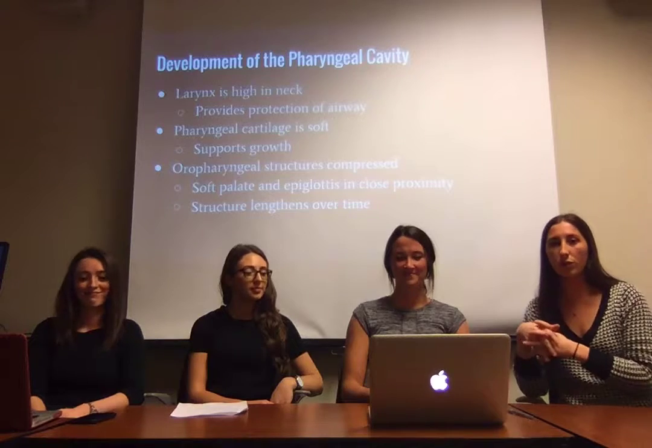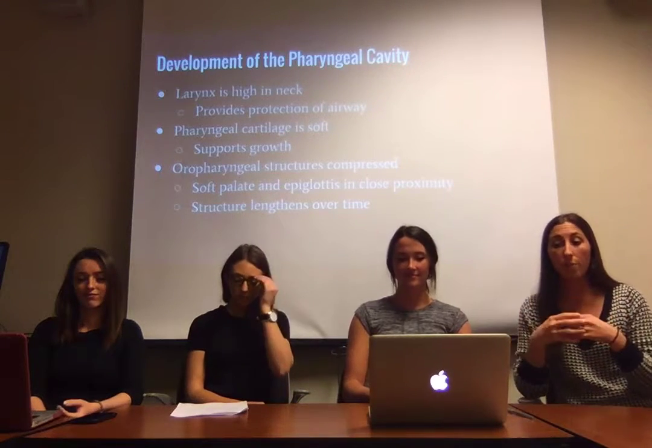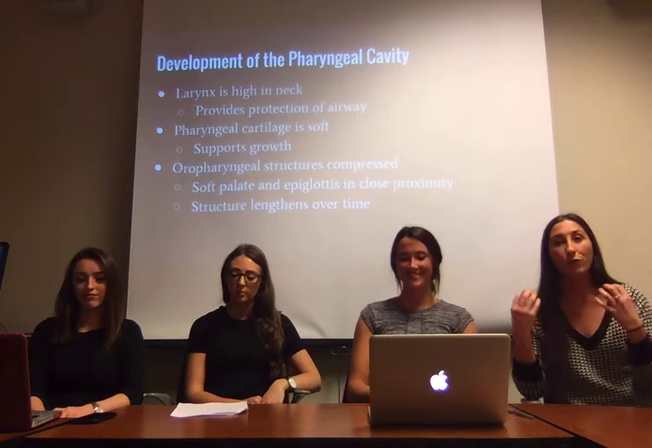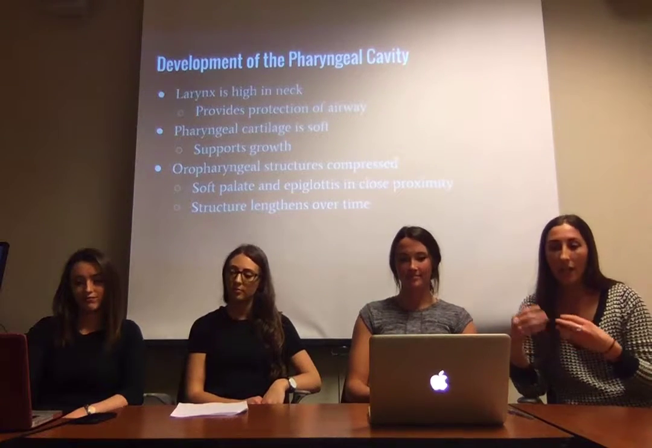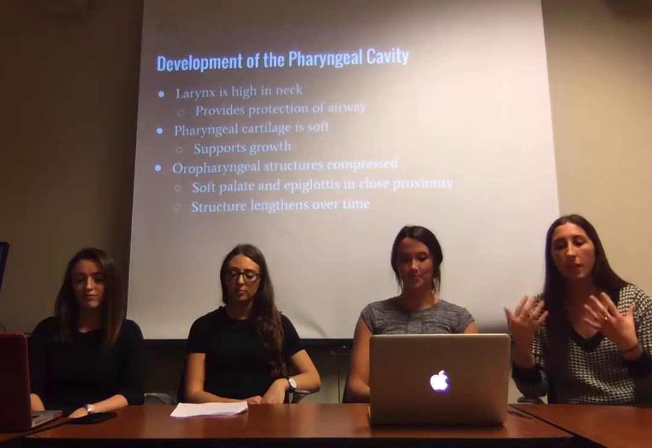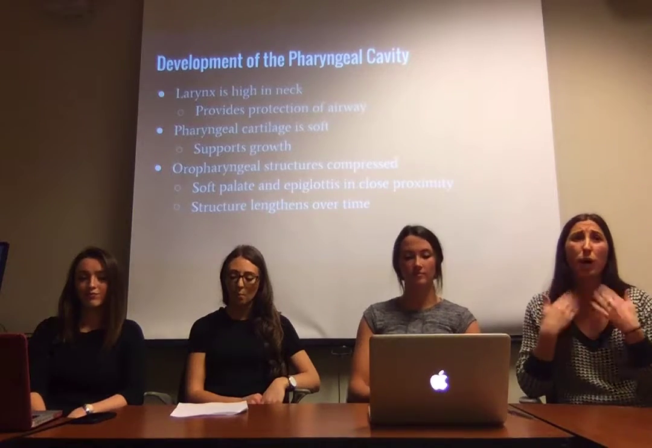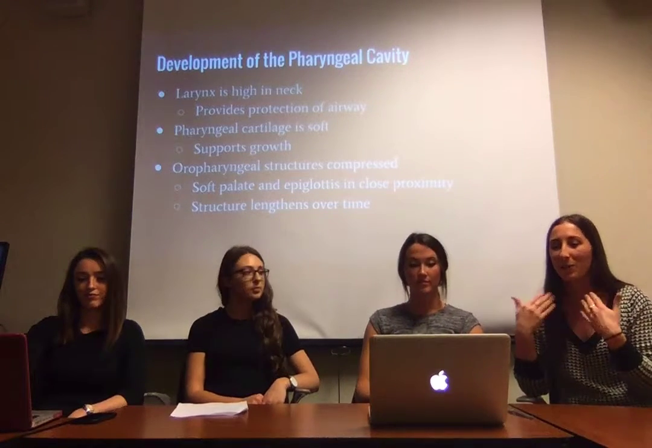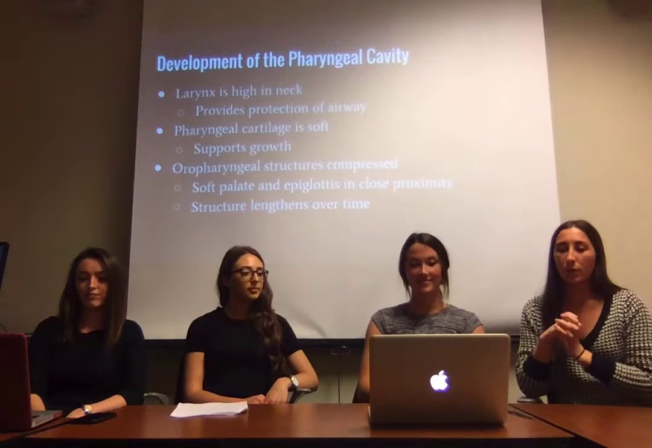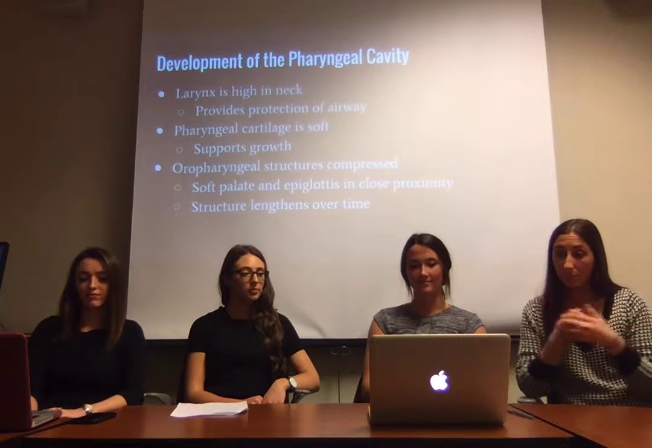The oropharyngeal structures are compressed. Like I mentioned earlier, the mouth and throat structures, like the soft palate and epiglottis, are in very close proximity to each other, and it limits the amount of open space in the mouth and the throat. So this is very protective and acts as a natural protection from aspiration as the newborn swallow develops. As the infant grows, the structures will spread out and the open space will increase, so the throat will become larger.